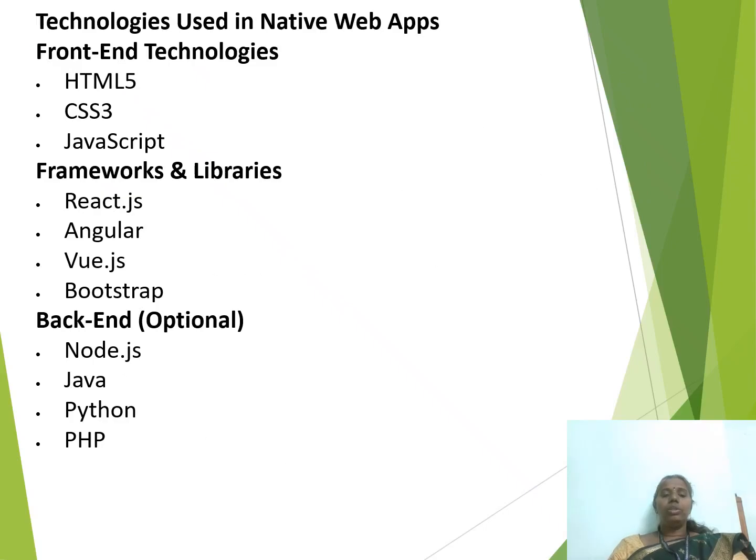Now we are going to discuss the technology used in native web applications. The technology required to develop native web applications is divided into front-end technology, framework and library, and back-end technology. It is the optional one. First, we see the front-end technology. Front-end is the user interface part of the application. That means what users see and interact with in the browser.